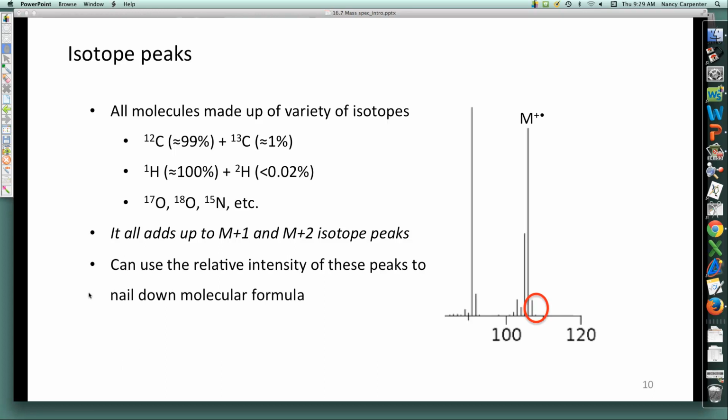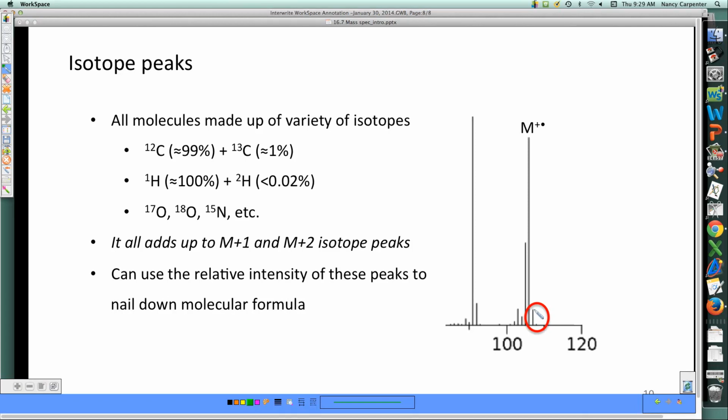The nice part about the isotope peaks is that you can conveniently estimate the molecular formula by comparing the intensity of this M+1 peak to the molecular ion peak. It's a very handy thing to be able to do. It's something you would have to do on homework. It's not something you will have to do on an exam. But you should get the general gist of it, and the book covers it in good gory detail.